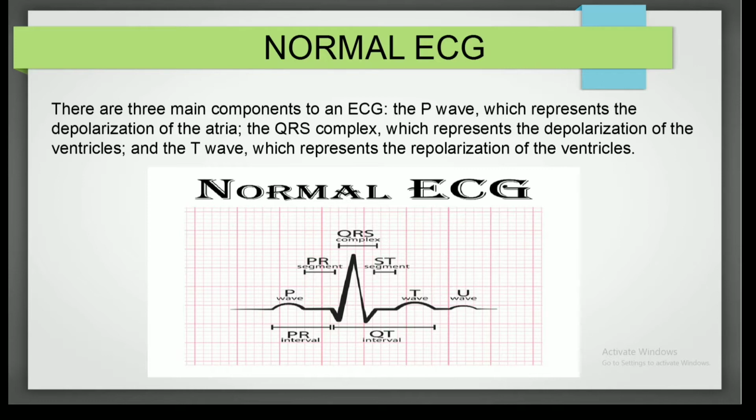In the normal ECG there is the PR interval: the starting point of the P to the starting point of the R. This is called the PR interval. And from the starting point of the Q to the end point of the T, this is called the QT interval. And this is the QRS complex. It is the PR segment. It is the ST segment.